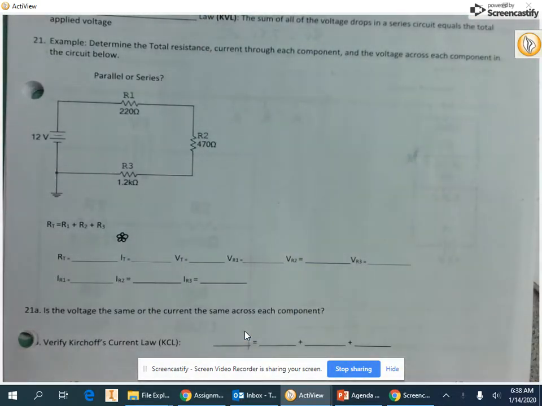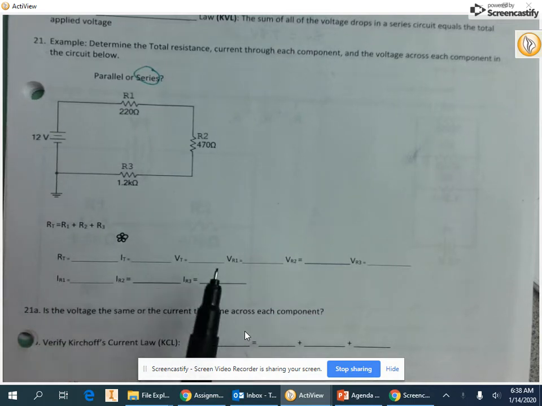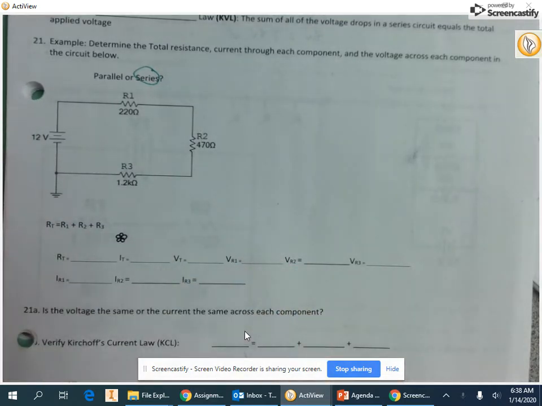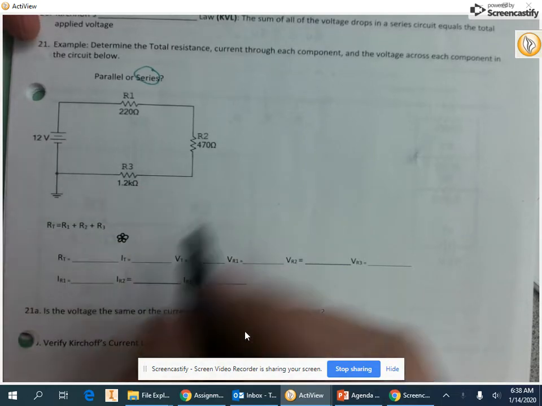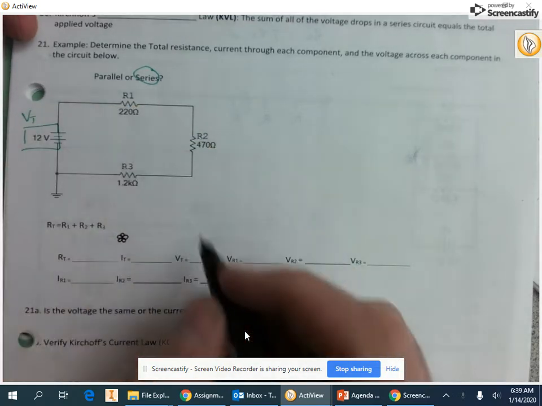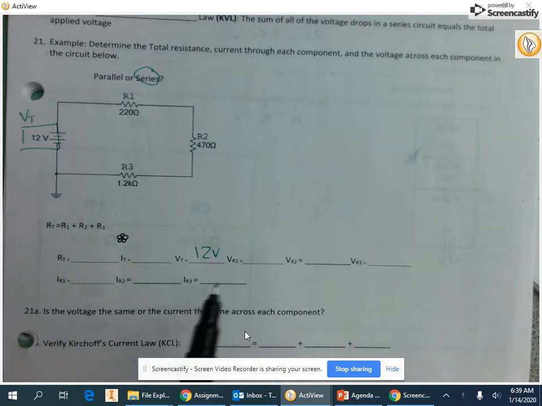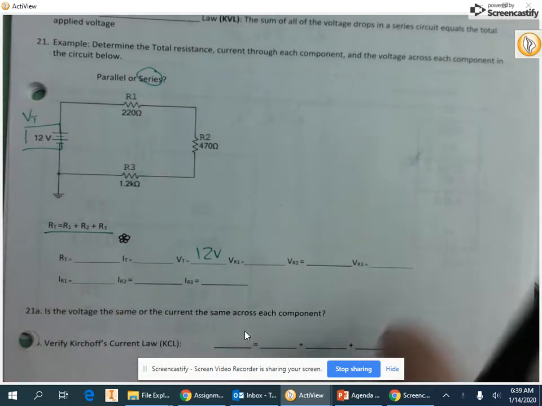What we're going to do is go through and solve this series circuit, because there's only one path to follow, for the total resistance, current, and voltage, as well as the voltage and current at each resistor. First, we're going to look at the totals. What is the total voltage? I get the total voltage right here, which is 12 volts. It's nice they gave it to me. What else can I do? Well, total resistance.